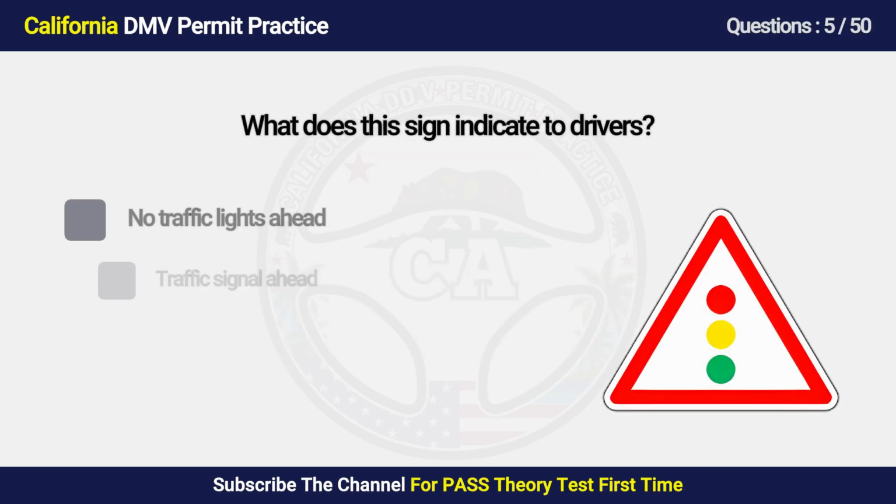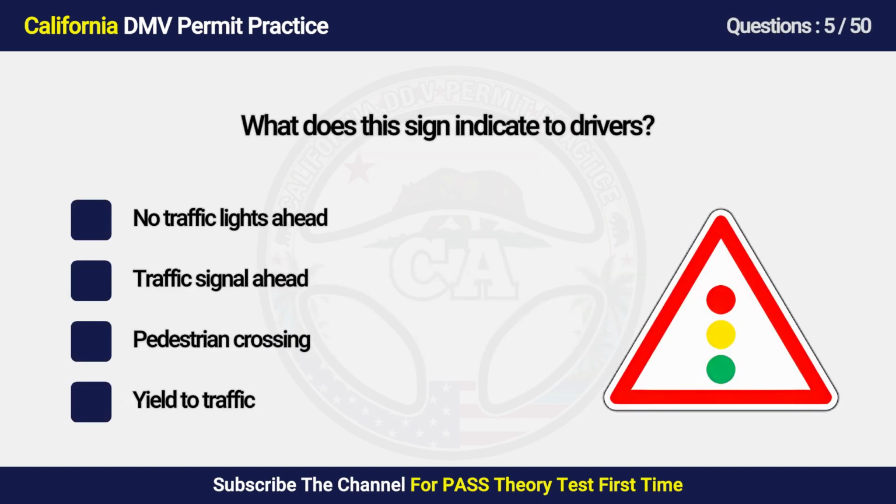Question 5. What does this sign indicate to drivers? A. No traffic lights ahead. B. Traffic signal ahead. C. Pedestrian crossing. D. Yield to traffic.